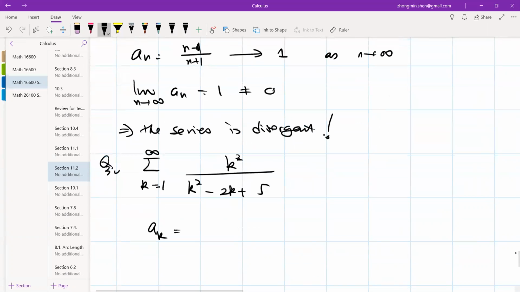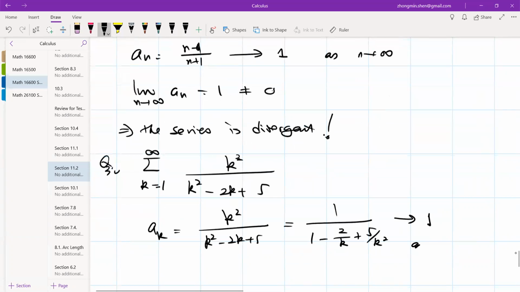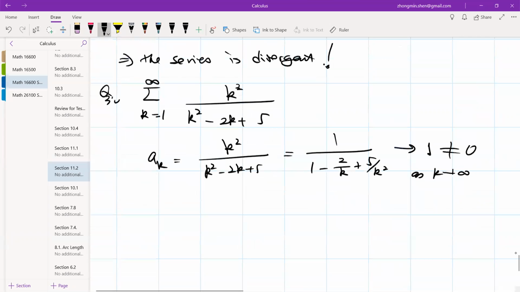Okay, the k-th term is k squared minus 2k plus 5 over k squared. I think it's obvious it does not approach 0 when k approaches infinity, because when you divide by k squared, you get this, and clearly it approaches 1. As k approaches infinity, it's not going to be 0. So therefore, the series is divergent. You have to say the series, okay?